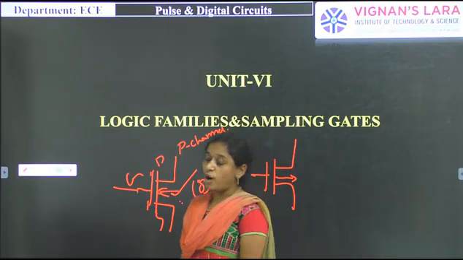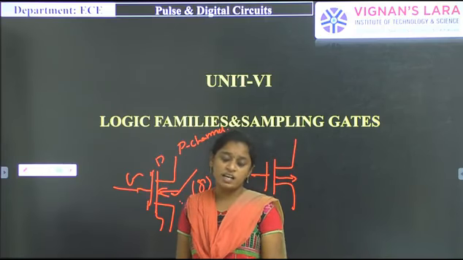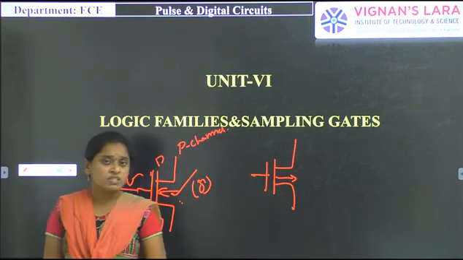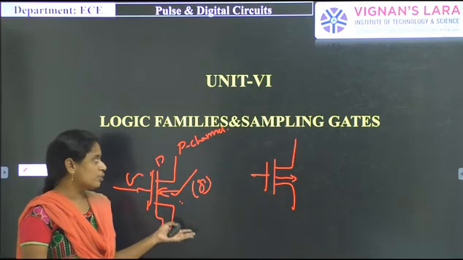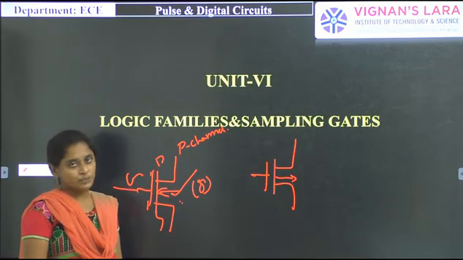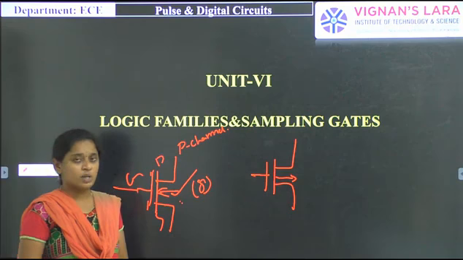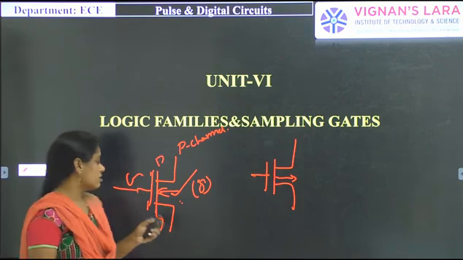The combination of P channel and N channel MOSFET forms the CMOSFET. Before going to the CMOSFET, first we have to discuss the N channel MOSFET inverter, N channel NAND gate and N channel NOR gate. At the same time, we have to discuss what CMOS NAND and CMOS NOR are.